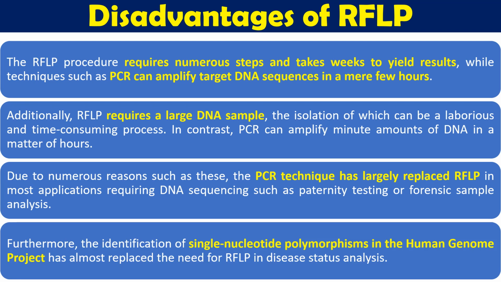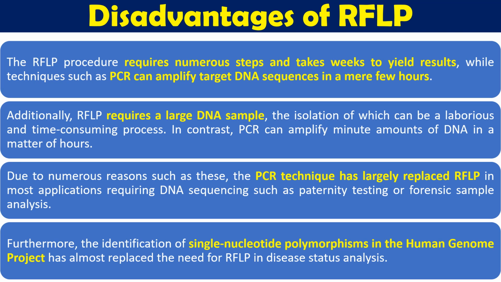Another drawback is that the identification of SNPs in the Human Genome Project has almost replaced RFLP when we are going to detect any disease because of mutations. So for mutated genes, any kind of such disease status analysis, normally we are going to perform by SNP analysis rather than going for the RFLP technique. So these are the different disadvantages.